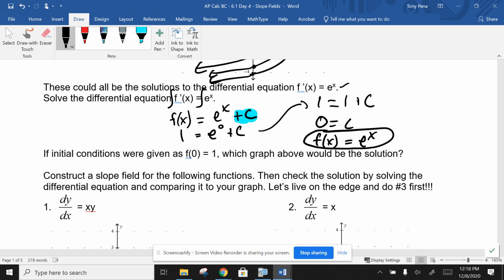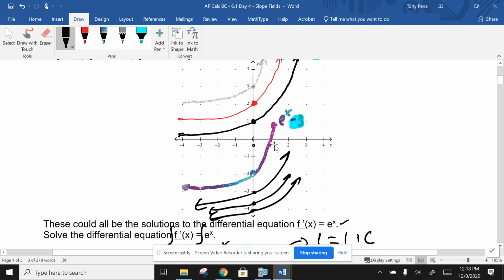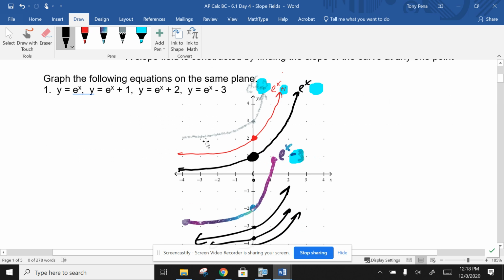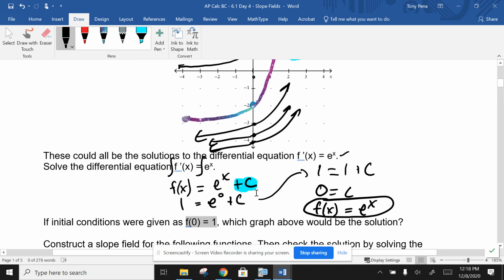If we go back to the graph, all of these infinite number of graphs that we would have on our paper, once I know I go through this point, we better be looking at the e to the x graph. So if I actually go up here to the point 0, 1, isn't that the graph that actually gave us this e to the x curve, just like the differential equation would have solved to be?